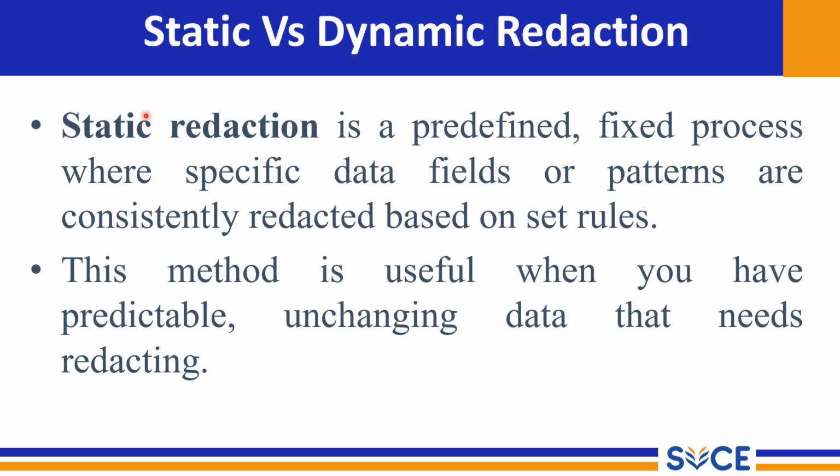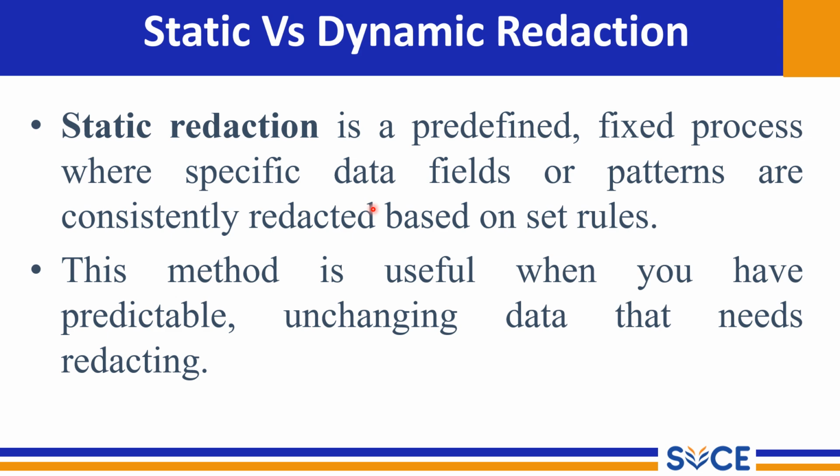So there are two types of data redaction. First one is static, and second one is dynamic redaction. What is meant by static redaction is that it is a predefined, fixed process where specific data fields or patterns are consistently redacted based on some set rules.